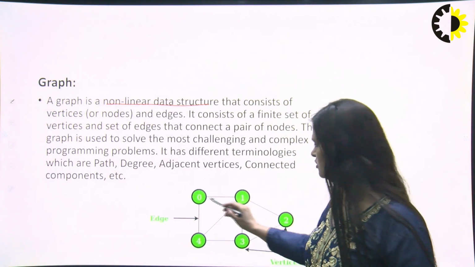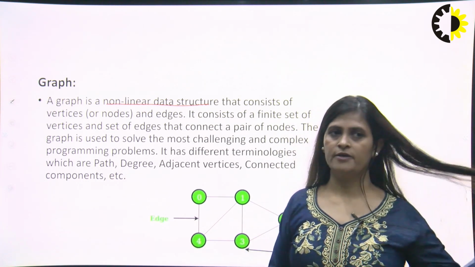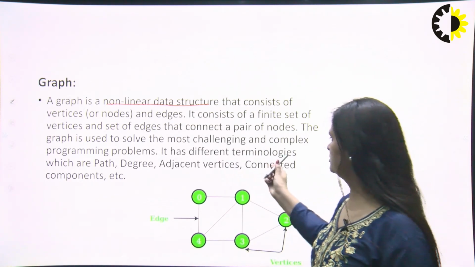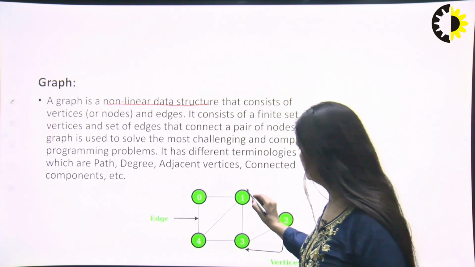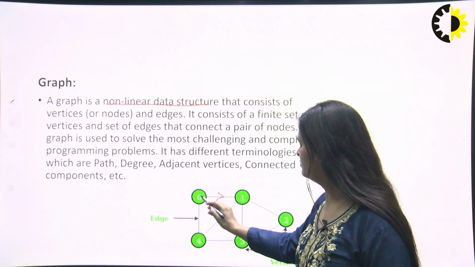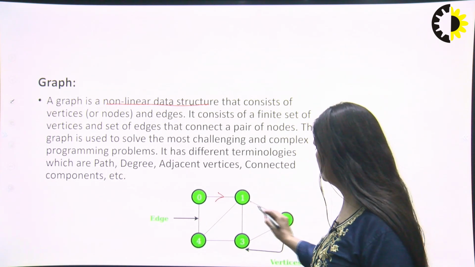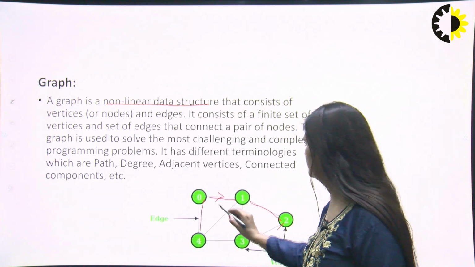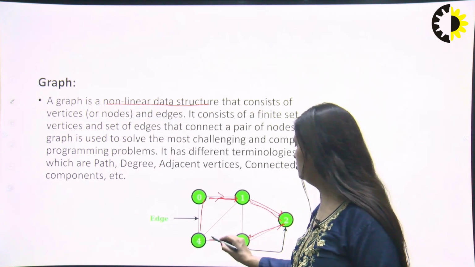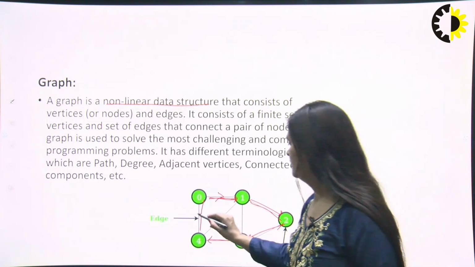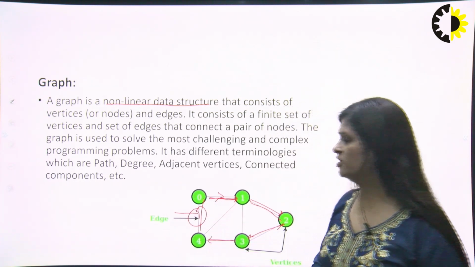Here all the data, 0, 1, 2, 3, 4, 5, 6, is arranged at different levels. Here are different terminologies which are path and degree. Path means 0 to 1, 1 to 3, 3 to 4. These all represent a path. That means 0 to 1 path, 1 to 2 path, 2 to 3 path and 3 to 4 path. The line between 4 and 0 we call an edge of the graph.